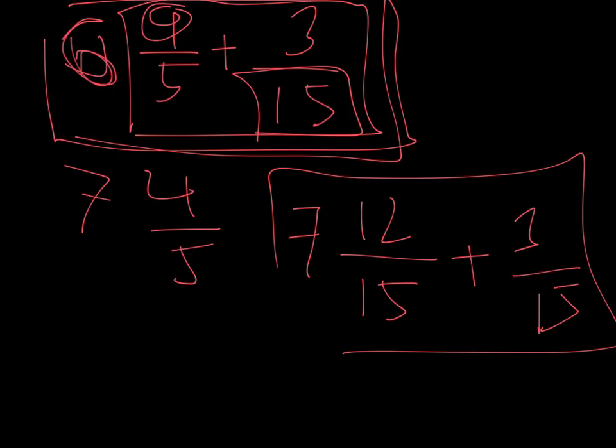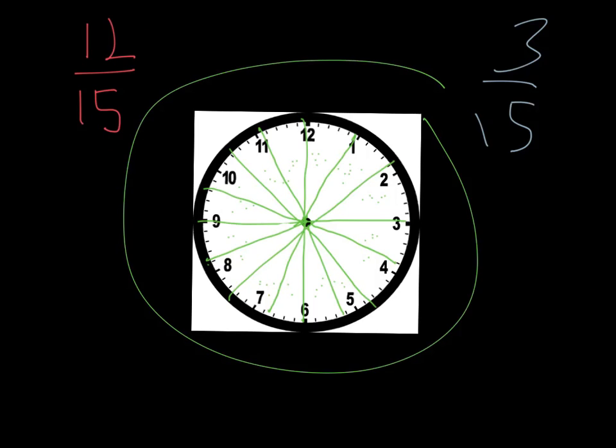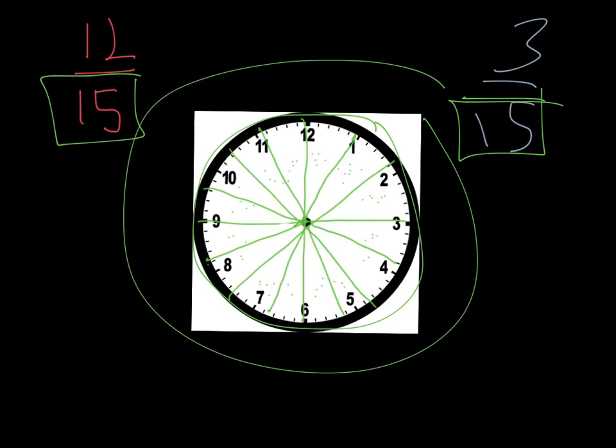Now I'm ready to add on the clock. So what you're first going to do is divide the clock into 15 equal parts. Well, it doesn't really have to be equal, because 15 can't really be separated equally. But you just have to cut the clock into 15 pieces, because both denominators indicate that you have to do 15 pieces.